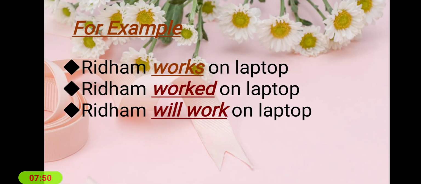I hope it's clear to you. Now let's see some more examples. Like Rhythm works on laptop. So here it is in present form, so verb is used works, and when it will be used in past form like Rhythm worked on laptop, so it becomes worked. When it will be used in future tense, Rhythm will work on laptop, will be added with verb first form, so it will become will work.